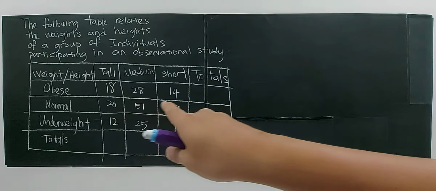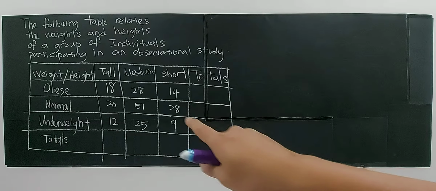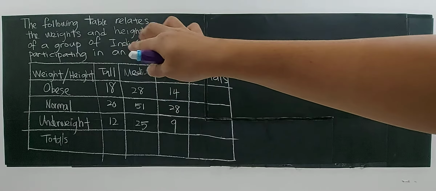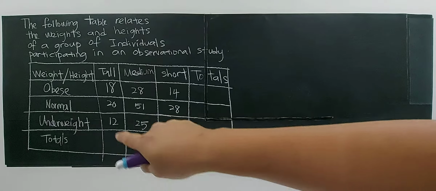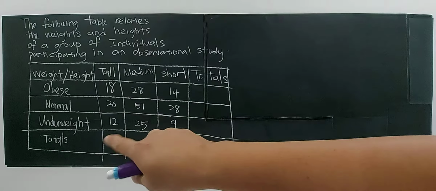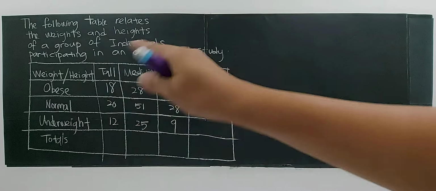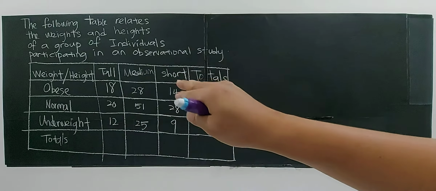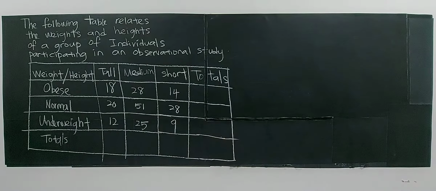It means that we total up these three, 20 plus 51 plus 28, then we will get the number of individuals who have normal weight, right? If we want to know the number of people who are tall in the observational study, I add up these three, then I will get the number of tall individuals. And if we want to know who is short and underweight, that will be 9, right? Short and underweight is 9.